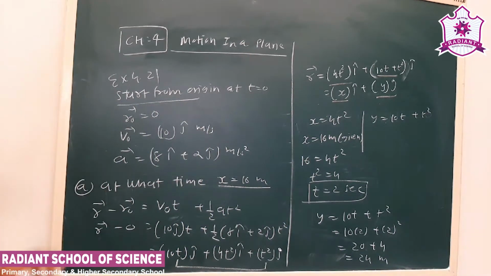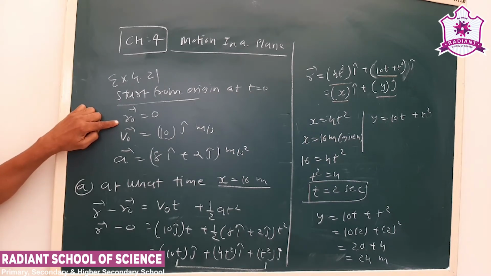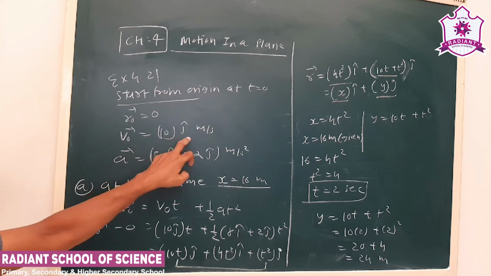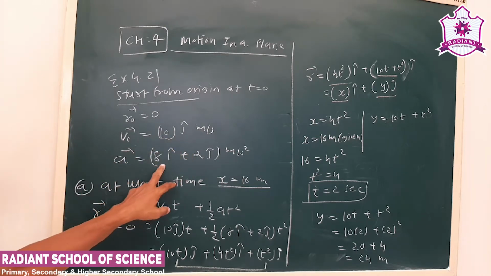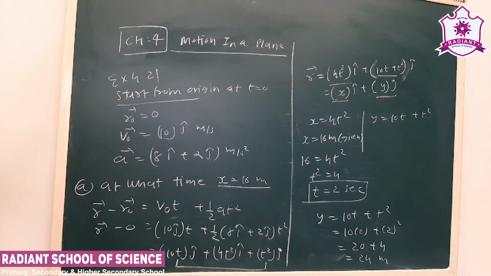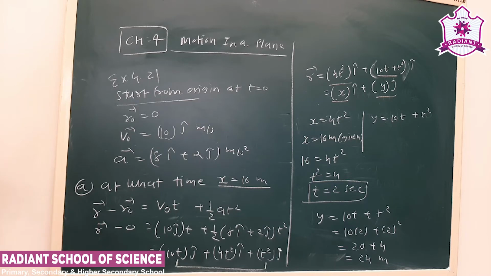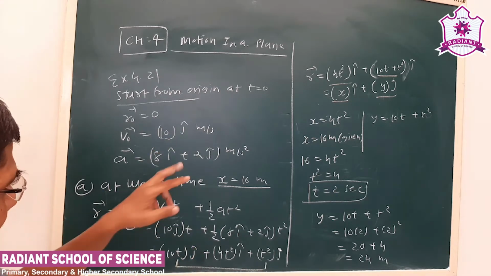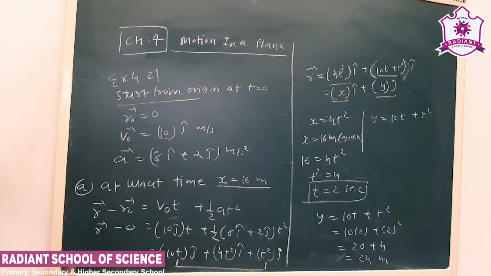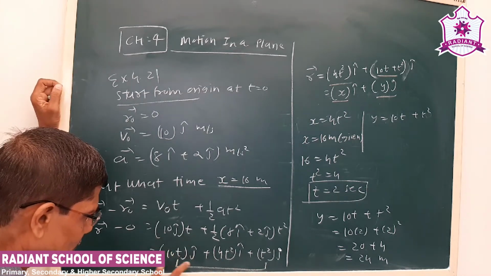Now we can see again, the particle starts from the origin. So r0 is 0, initial velocity is 10j meter per second, acceleration is 8i plus 2j meter per second square. The question says at what time x is equal to 16 meter. Now see our equation: r minus r0 is v0 t plus half a t square. v0 is 10j t plus 1 by 2 a, which is 8i plus 2j.